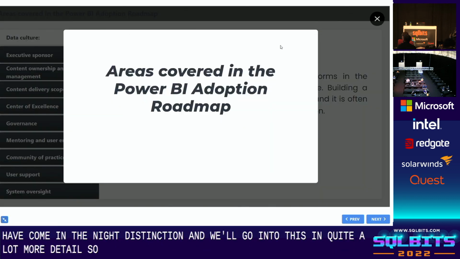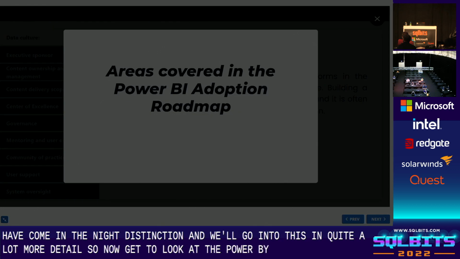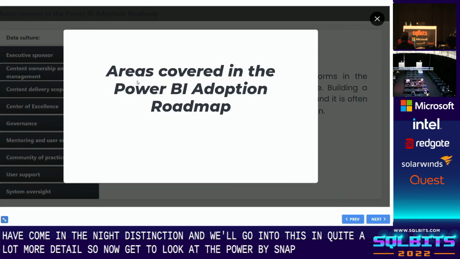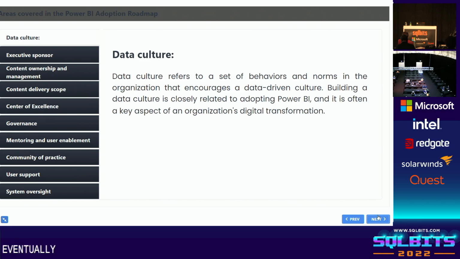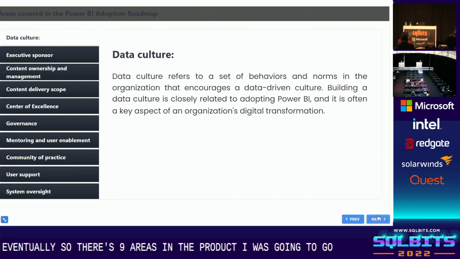So now we're going to look at the Power BI adoption roadmap. Let me try and bring this up. There you go. Get the pointer eventually. So there are 9 areas in the Power BI adoption roadmap. I'm not going to go through them in much detail now.